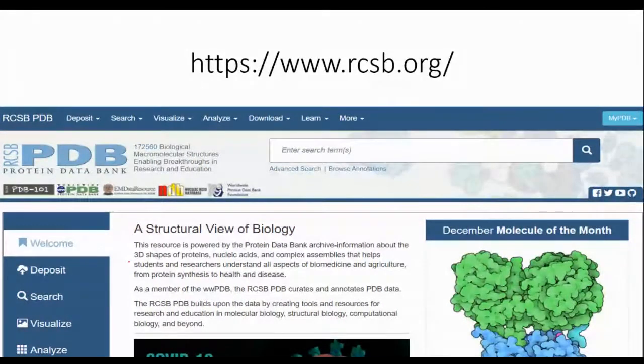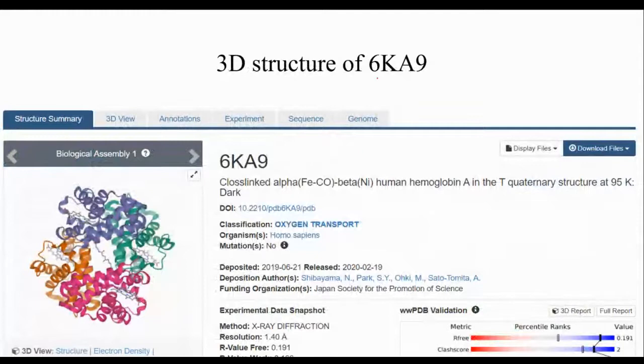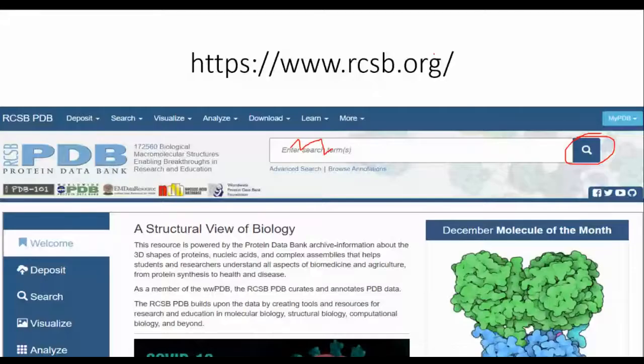So if you want to use Protein Data Bank, you should use this URL, and you can simply search your protein here in this box and click on search, and you can look up the protein that you are looking for. For example, in this question we asked you for this specific protein, so simply type it here and look it up.